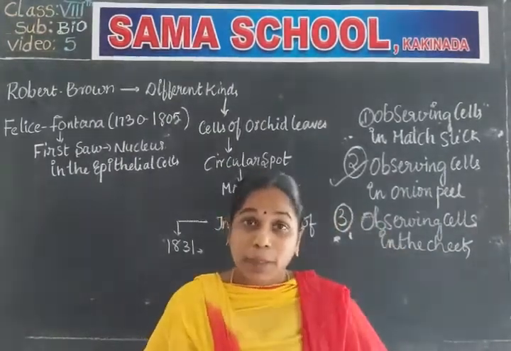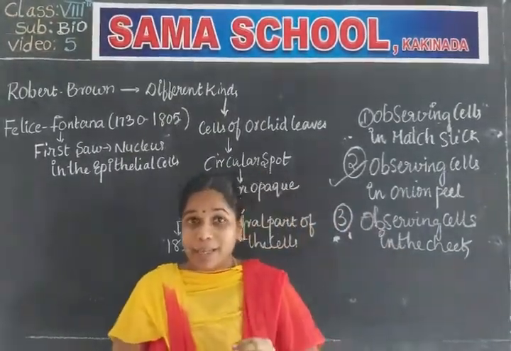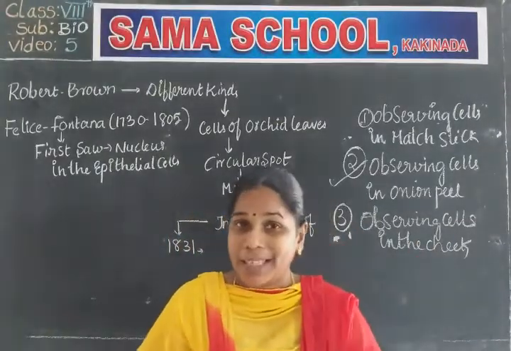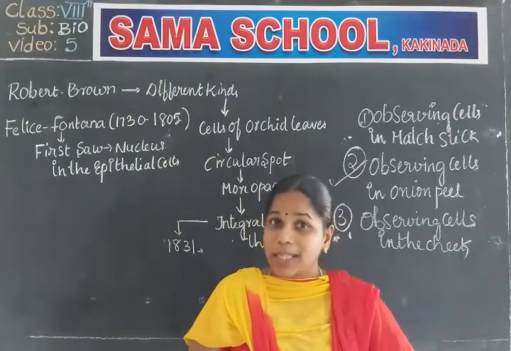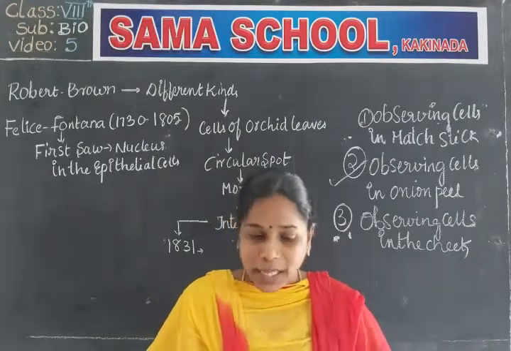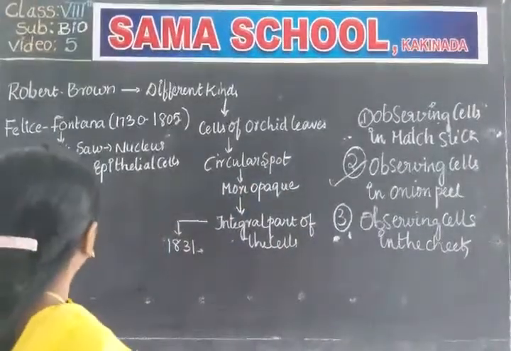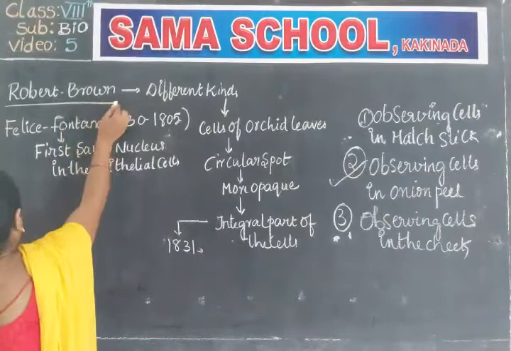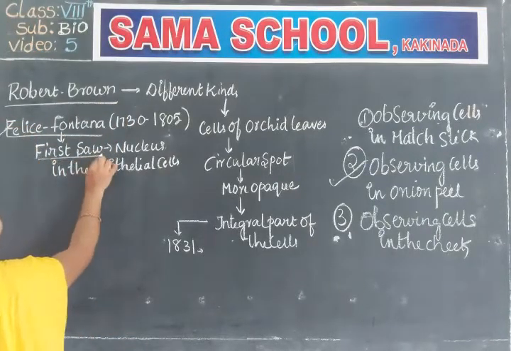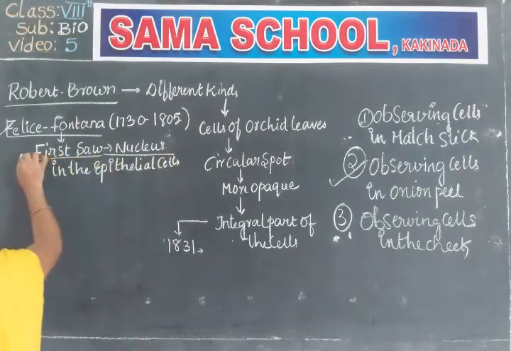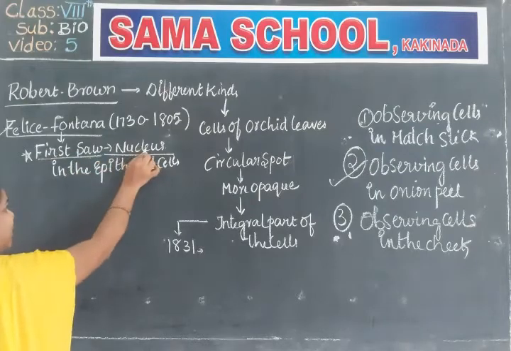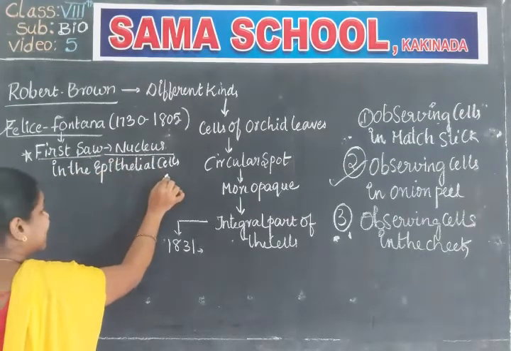Why? Because in the previous video I showed the diagram also and gave the names: this is the cell membrane, cytoplasm, nucleus. But the word nucleus was first said by Robert Brown. Let us start this one. Here, Robert Brown and Felix Fontana. See, Felix Fontana is the first person who first saw the nucleus. Saw, please everyone focus on the word. He first saw the nucleus in the epithelial cell.